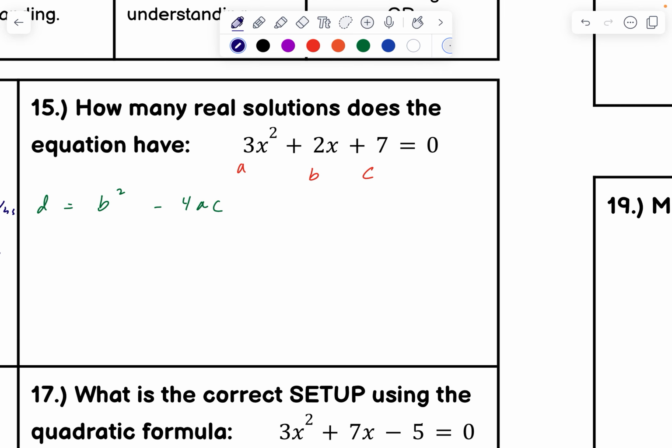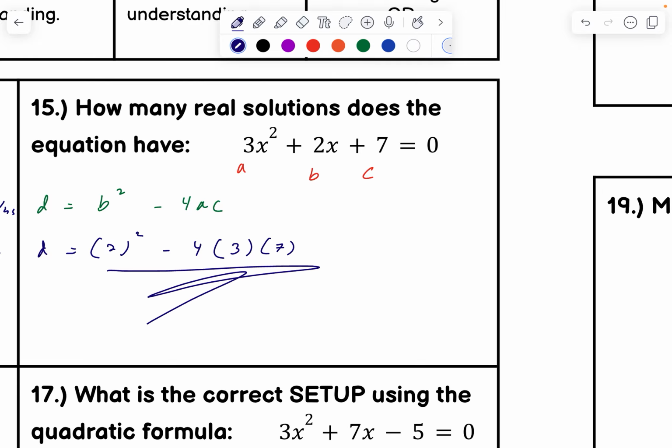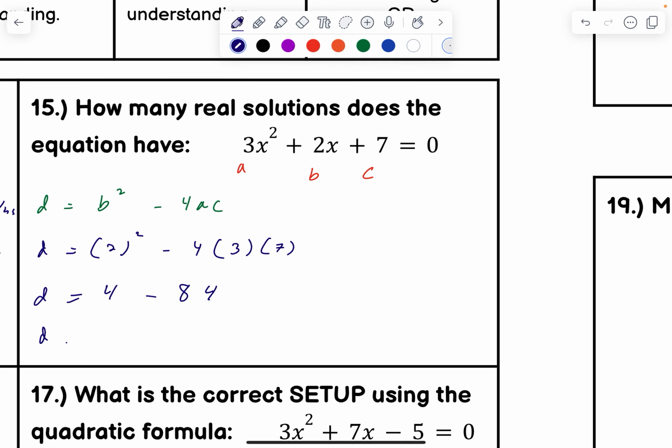We're going to end up with the discriminant equal to B squared, which is 2 squared, minus 4 times A, which is 3, and C is 7. I have a feeling this is going to end up a certain way, but let's play it out. You could put all this into your calculator, but I'm going to multiply it out. B squared is 4 minus 4 times 3 is 12, and 12 times 7 is 84. That's going to be a negative number. 4 minus 84, we end up with negative 80.